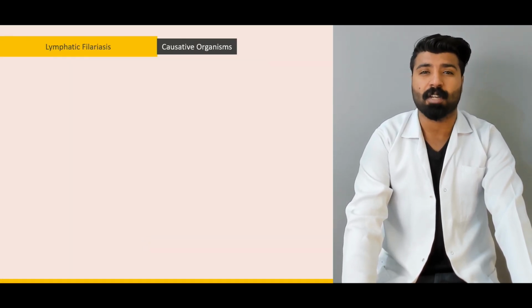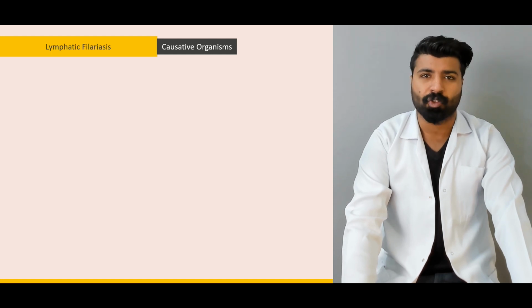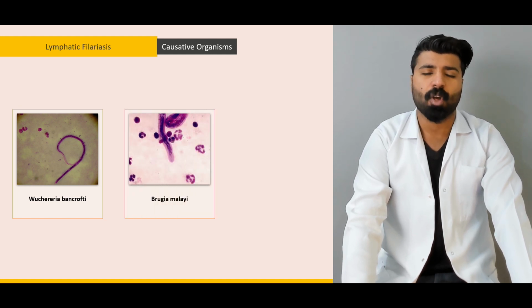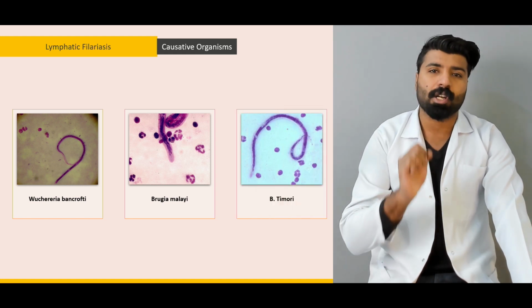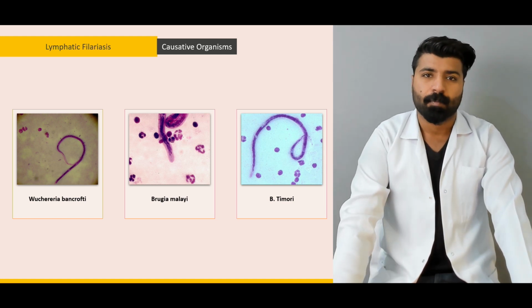What is the causative organism of lymphatic filariasis? Now, the causative organism is basically not one but actually three organisms. First of all, we have Wuchereria bancrofti. Next we have Brugia malayi. And next we have Brugia timori. These three are the causative organisms causing lymphatic filariasis.